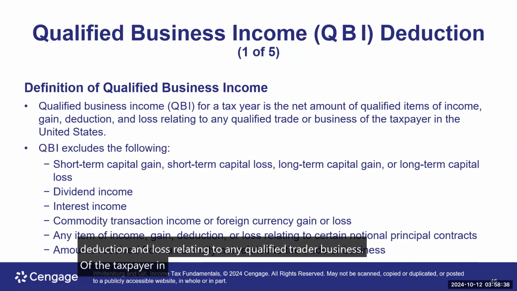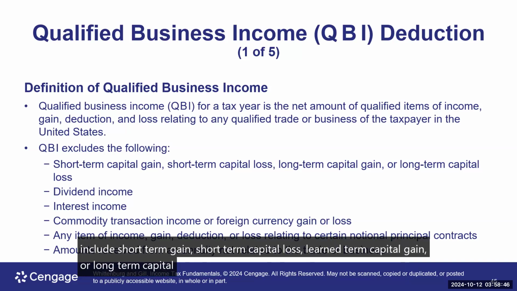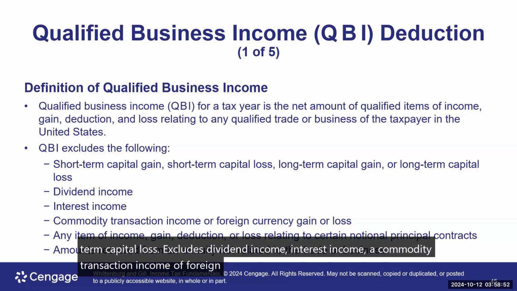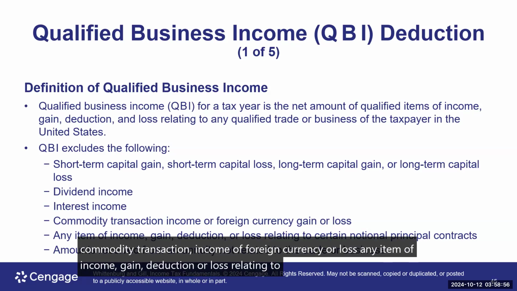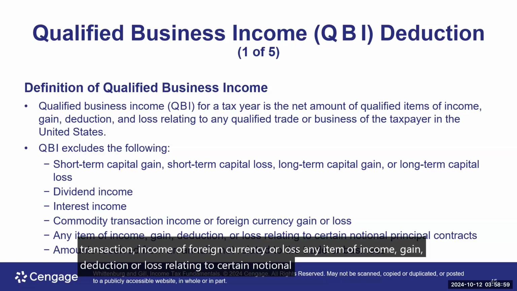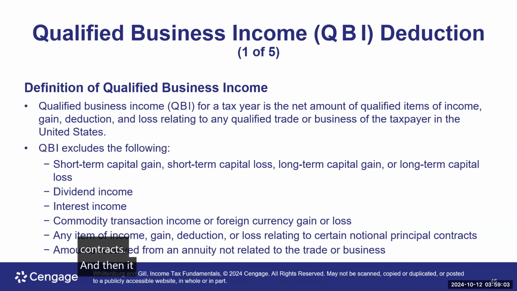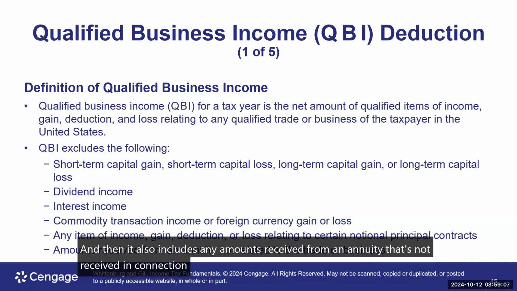And QBI excludes the following. It doesn't include short-term capital gain, short-term capital loss, long-term capital gain, or long-term capital loss. Excludes dividend income, interest income, commodity transaction income or loss, foreign currency gain or loss, any item of income, gain, deduction, or loss relating to certain notional principal contracts. And then it also excludes any amounts received from an annuity that's not received in connection with the trade or business.